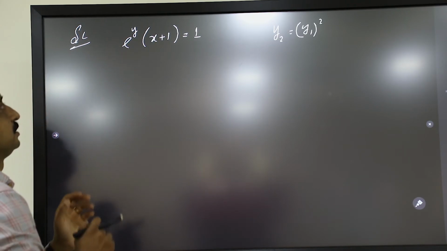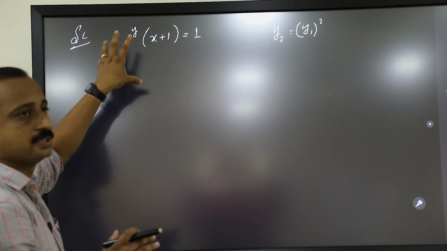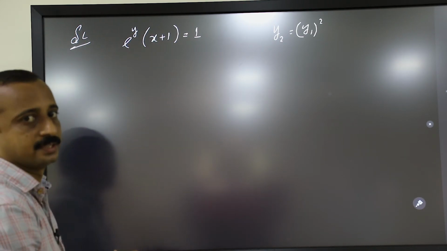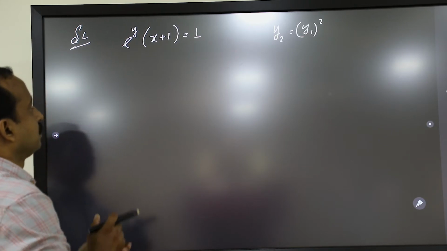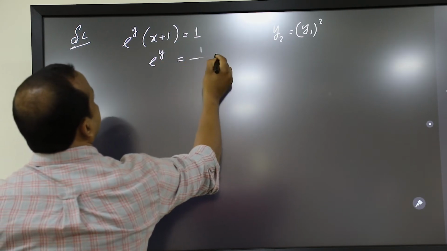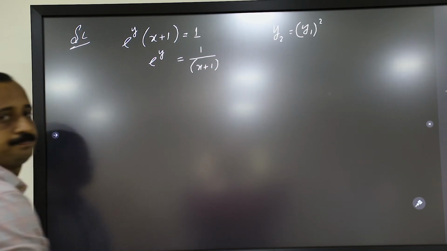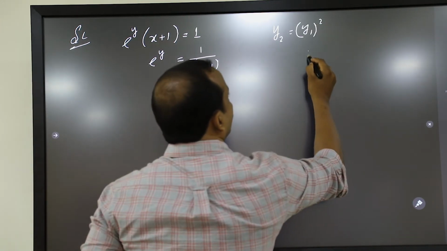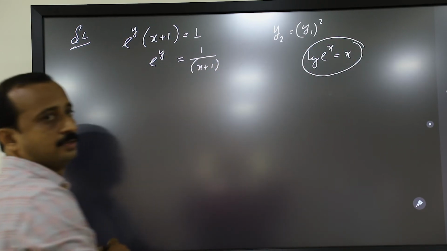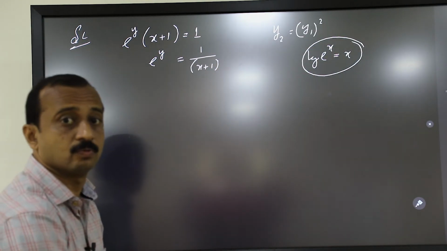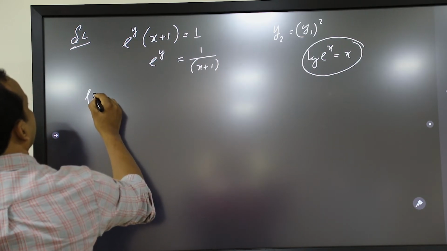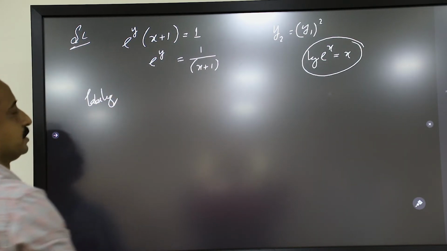First, this is clearly an implicit form, so we convert it into an explicit function of x. Here e raised to y is equal to 1 by x plus 1. You already know log e raised to x is x, and therefore log e raised to y is y. So we take log on both sides.